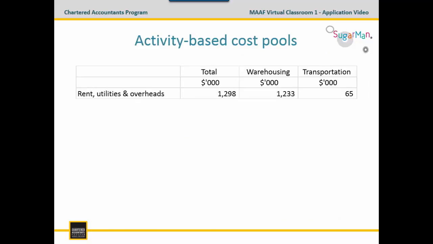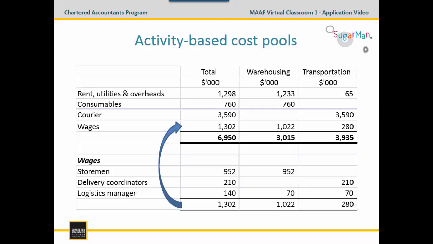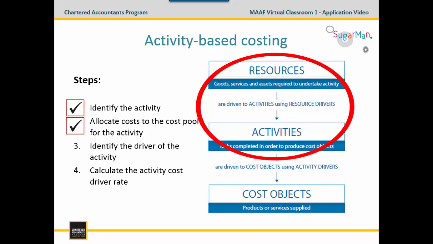The first step is to allocate 95% of the rent and overheads to the warehousing cost pool and the balance to the transportation pool. 100% of the consumables relate to warehousing. All of the courier costs relate to transportation. Wages are split as shown in the table at the bottom of the slide based on the information that we've been given. And we can now see how the 6.95 million has been allocated to the 2 activity cost pools. We have now worked through the first 2 steps, identifying the activities and assigning the costs to the respective activity cost pools.